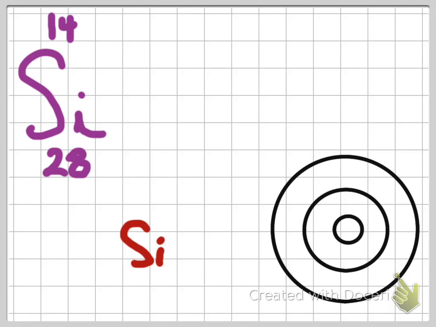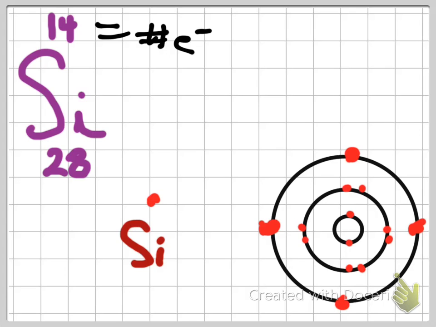Silicon, this one equals the electrons, and we have 14. 1, 2, 3, 4, 5, 6, 7, 8, 9, 10, 11, 12, 13, and 14. Okay, so if you take a look at that, we have 4 valence electrons. All right, and neutrons, just so that you know, silicon has 14. Why? Because you take away 28 minus 14.